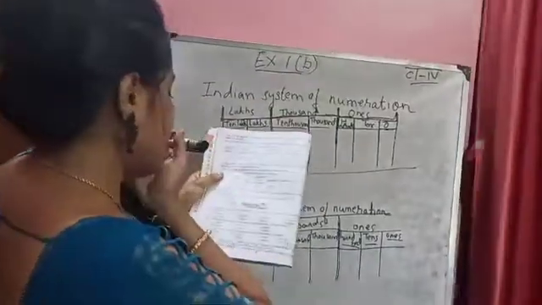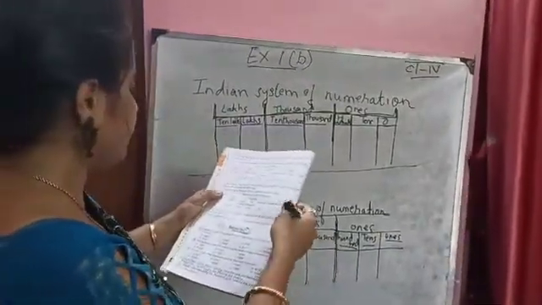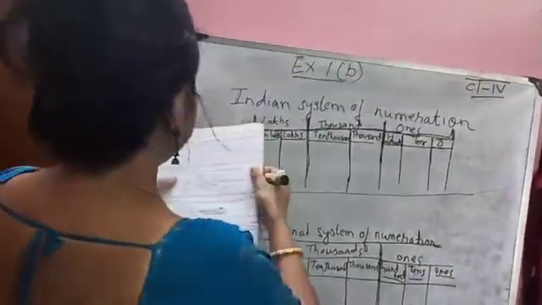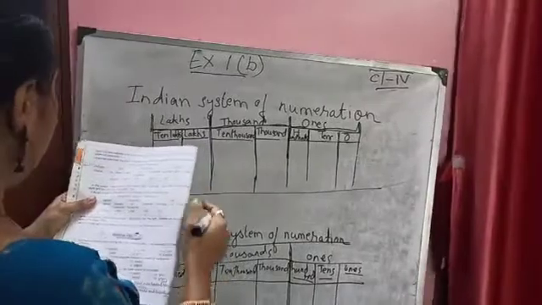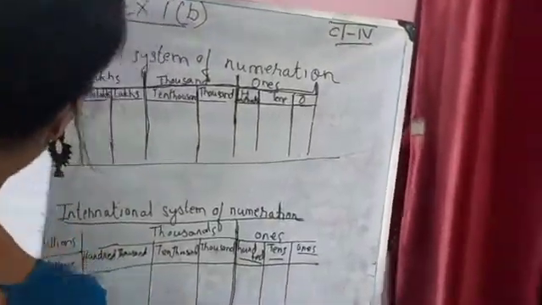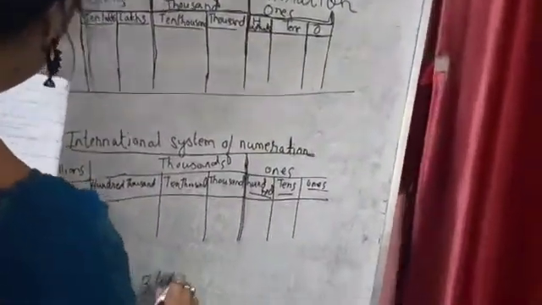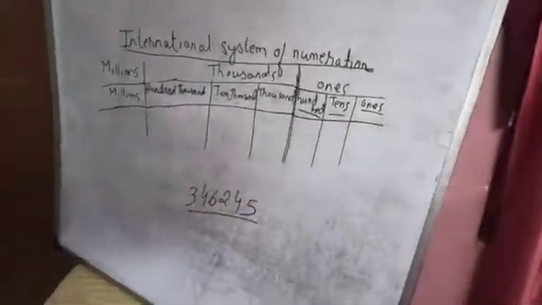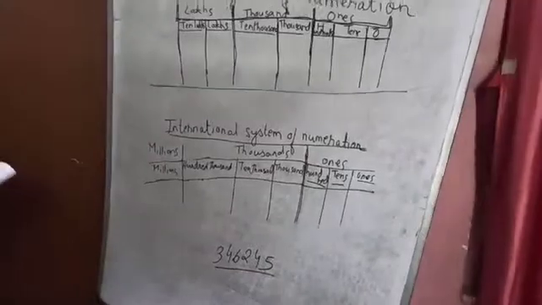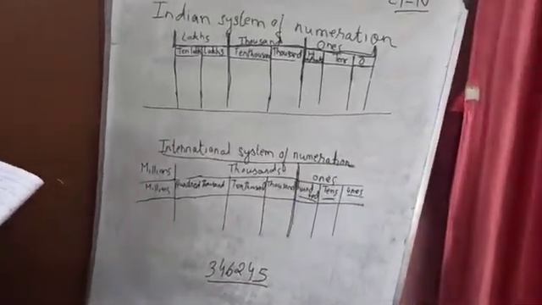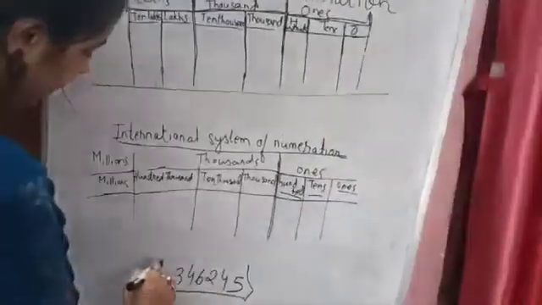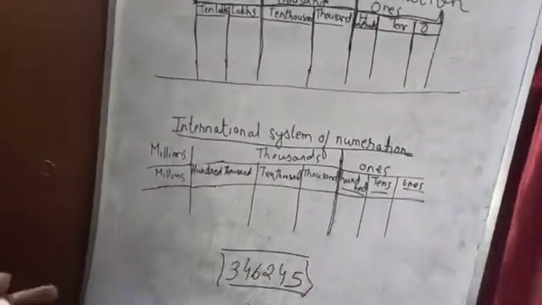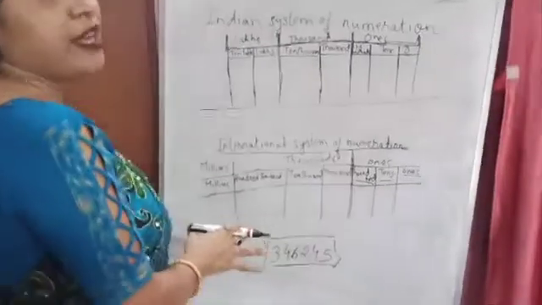The number given over here is 3,46,245. Okay, I'll just write the number over here. It's given 3, 4, 6, 2, 4, 5. This is the number. So this number you have to write in the international system also and in the Indian system also. So first let us go with the Indian system.